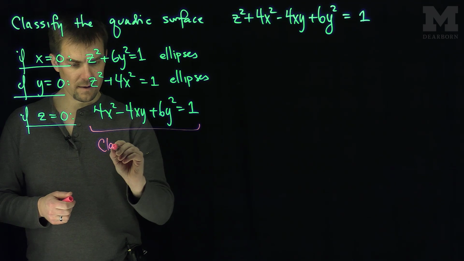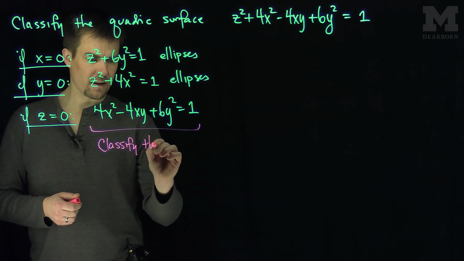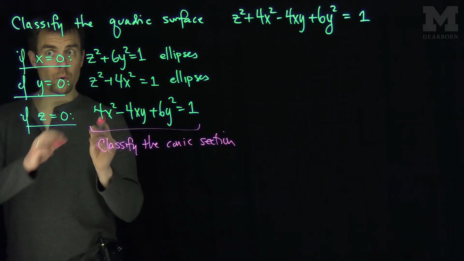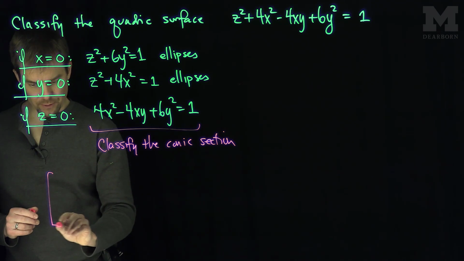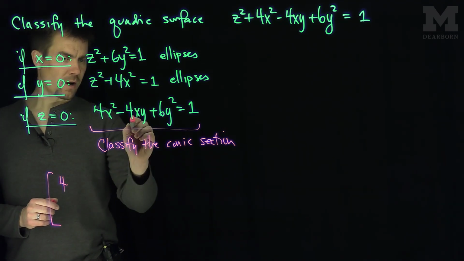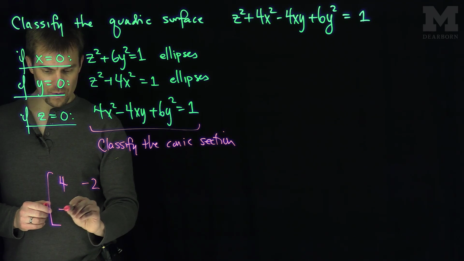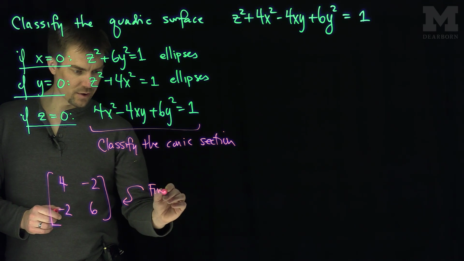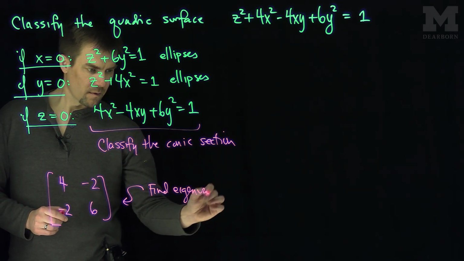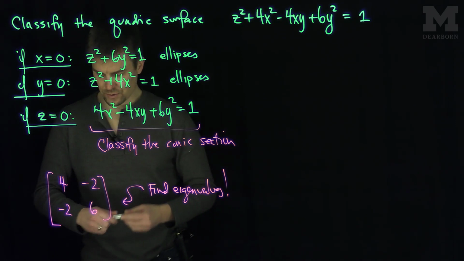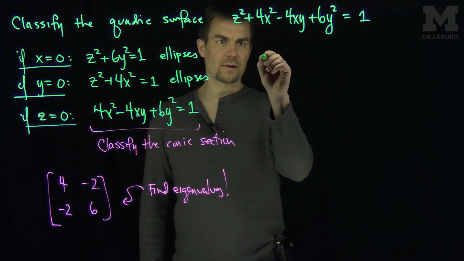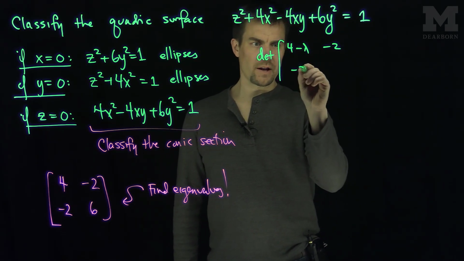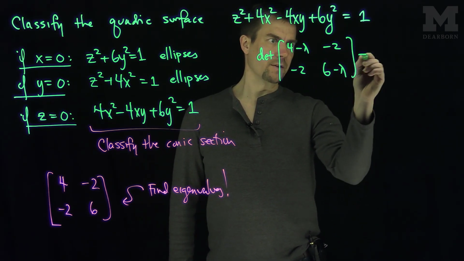Let's classify the conic section. To do this, we form the corresponding quadratic form matrix. The quadratic form matrix that corresponds to this conic is 4, then half of negative 4 is a negative 2, a negative 2, and then a 6. Our goal now is to find the eigenvalues. So we're going to have a determinant of 4 minus lambda, negative 2, negative 2, and 6 minus lambda, equal to 0.